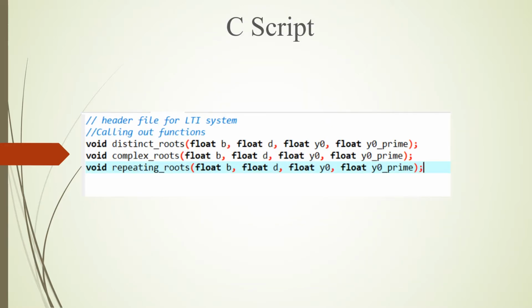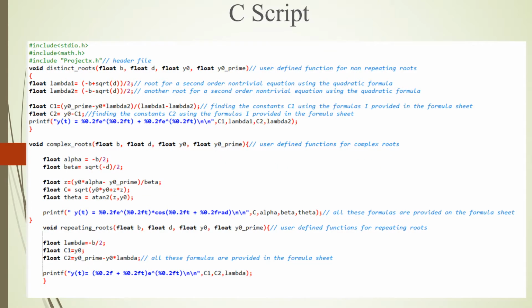So here starts the actual script. This is going to be that header file that I talked about for the distinct roots, complex roots, and repeating roots. Save that. You may want to save both C scripts in the same folder, however you may please. But here is the header file, project x.h. Like I mentioned earlier, we want to include 3 different header files: #include stdio.h, standard input output, math.h, and the header file that we created, project x.h.